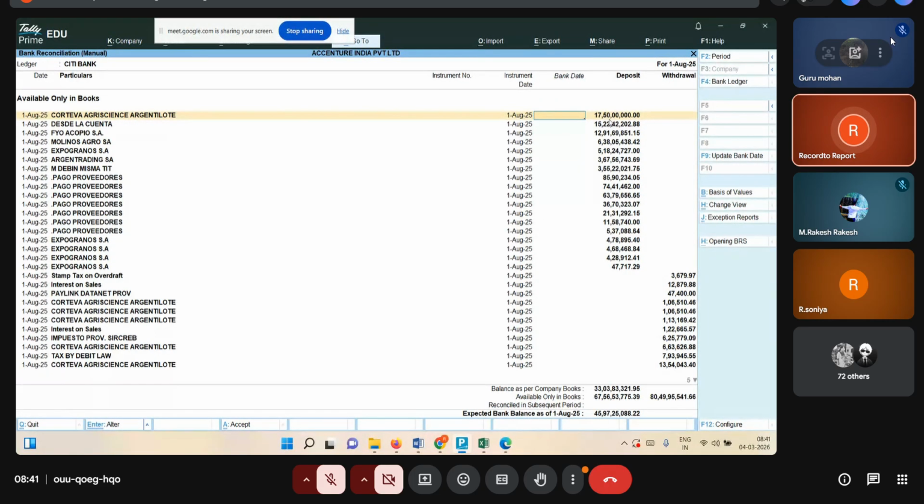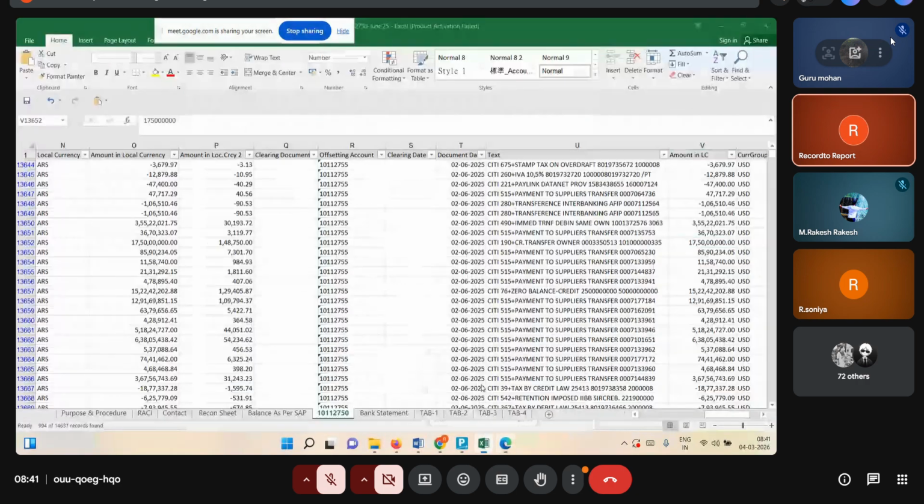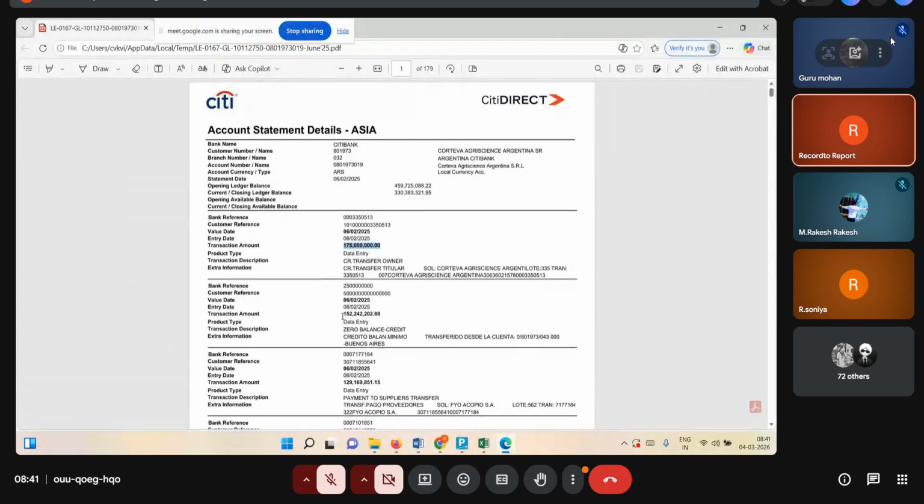So this transaction is related to 175 triple zero triple zero. Is it there in the bank statement? Yes. If it is there, we need to update the date. Here the date is different. Just go with the date we updated when processing the transaction. Clear? Understand, guys? So is the second transaction there or not? It's there.